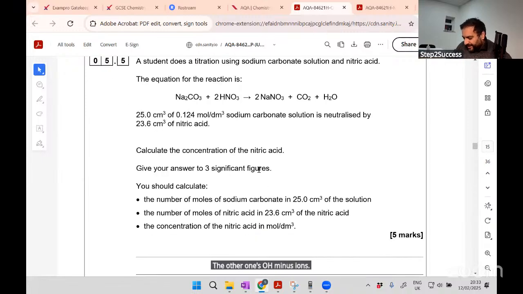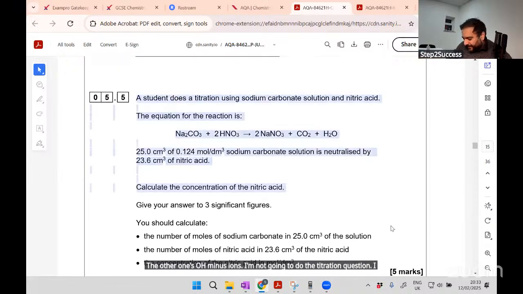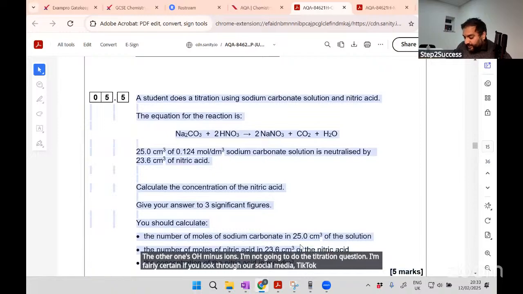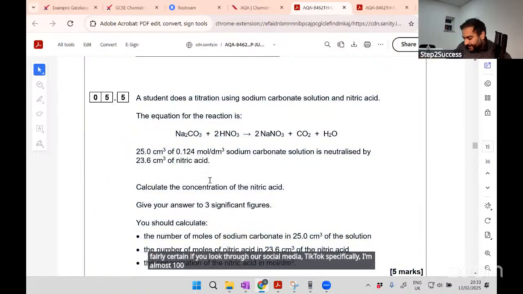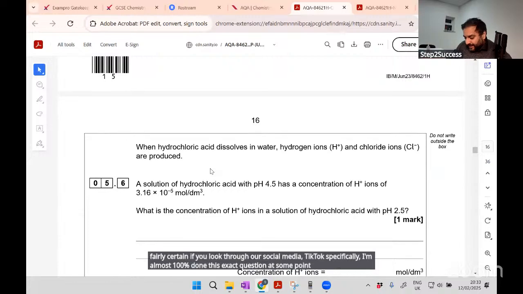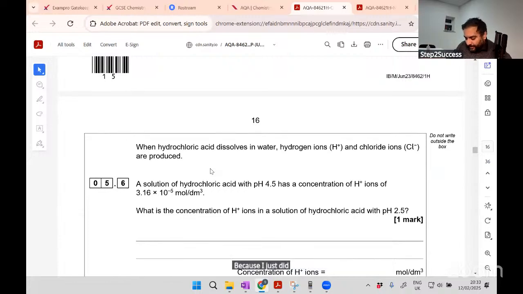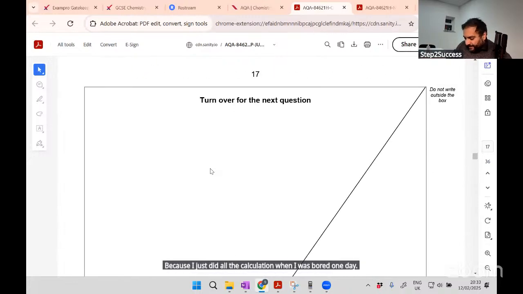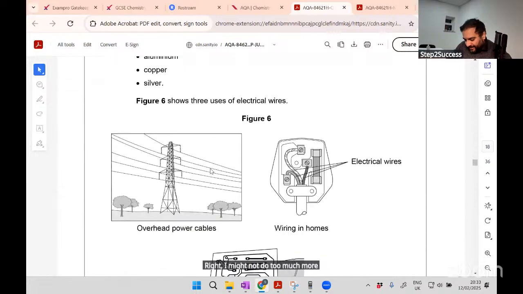I'm not going to do the titration question. I'm fairly certain if you look through our social media, TikTok specifically, I've almost 100% done this exact question at some point recently, because I just did all the calculation ones when I was bored one day. Right, I might not do too much more. Let me see what else there is here.